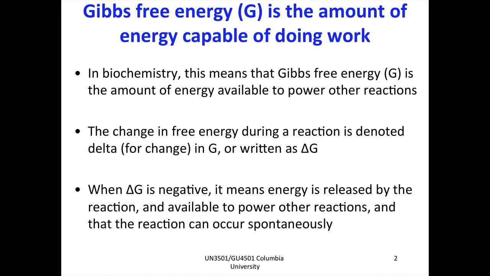When delta G is negative, that means that energy is released by the reaction, and so that free energy is available to power other reactions, and the reaction can therefore occur spontaneously. So we have an excess of free energy available when we have a negative delta G value for a reaction.